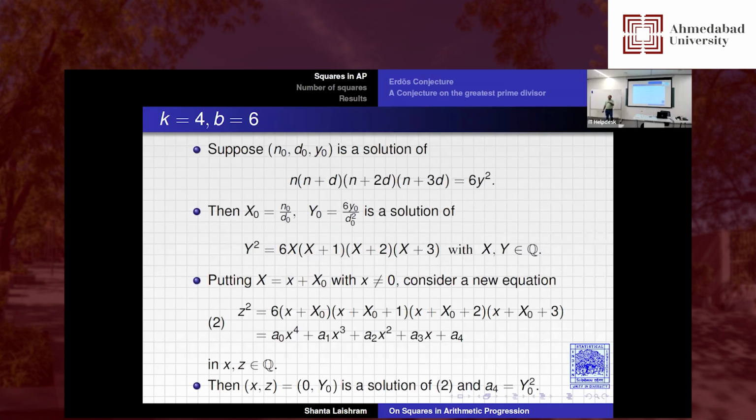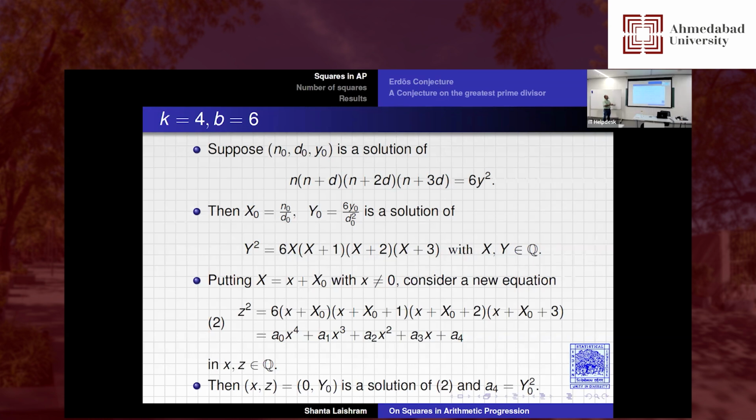Here we're going to show that there are infinitely many solutions to this equation. The way I'm doing this is using a nice idea called Runge's method. Basically, you start with a solution, then generate another solution and keep on generating, so that there are infinitely many solutions. First, you see that when n is 1, there's a solution: 1 times 2 times 3 times 4 is 24, and 24 is 6 times 2 squared. So there's a solution when n is 1, d is 1.